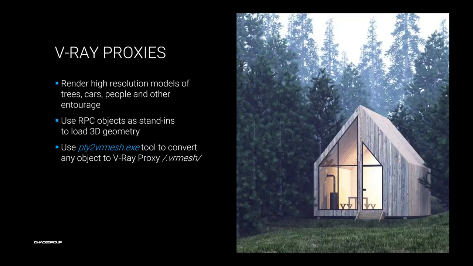Proxies allow for rendering high resolution entourage models. They use a file format named VRMesh, which imports complex geometry from external meshes at render time only. The geometry is not present in the project and does not use up any resources.